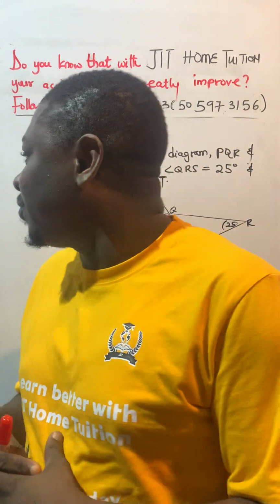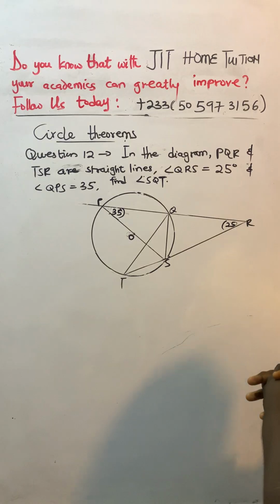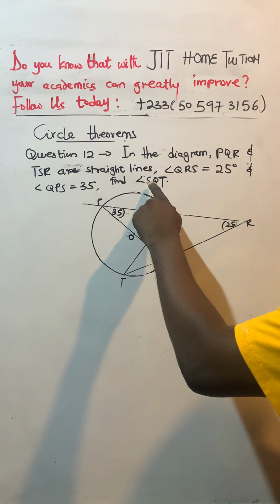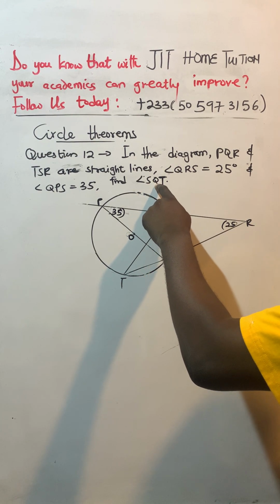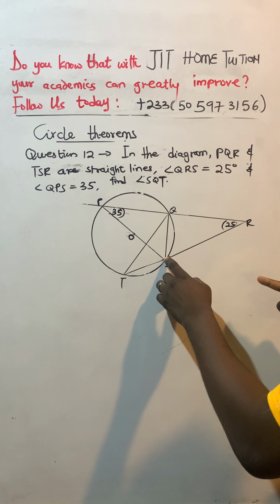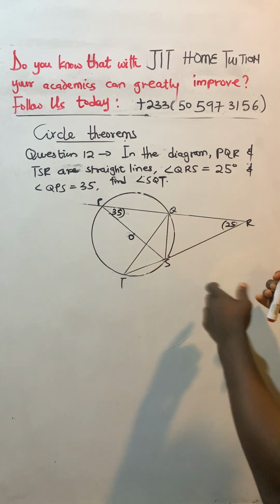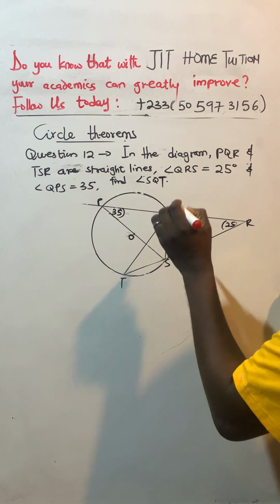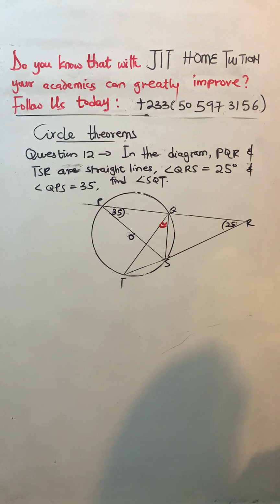So today we have this question on the board to solve. Now the question wants us to find angle XQT. Or is it angle XQT? So this small angle over here. That is what the question wants us to find. So now how do we go about it?